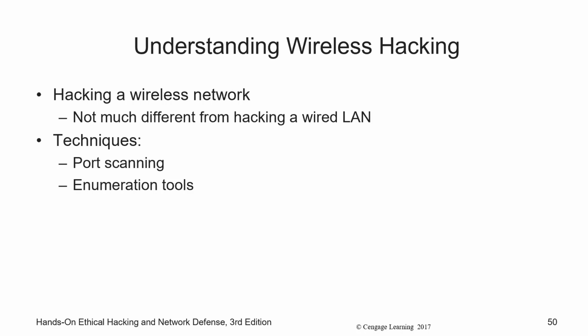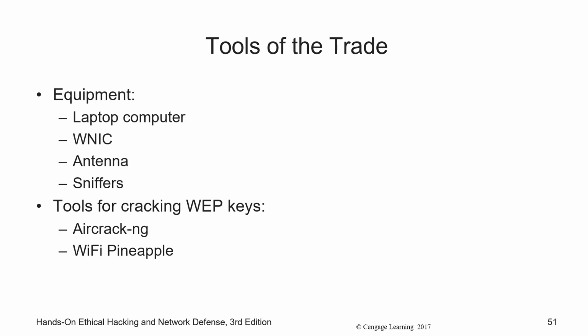When you're hacking a wireless network, it's not that much different from hacking a wired LAN. The only difference is the medium. One uses wires, one uses radio frequencies, right? So to get on it, you have to take a different approach. Once you're on it, it's pretty much the same thing.